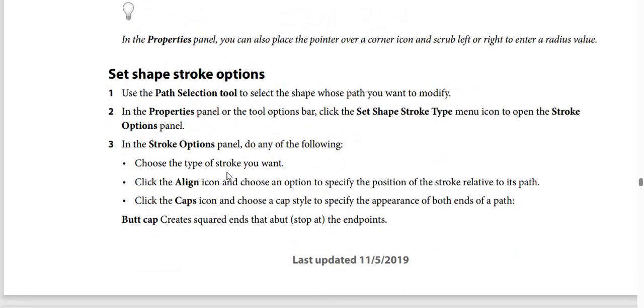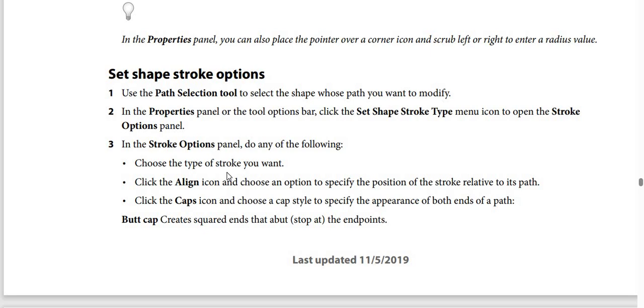So what about set shape stroke options? Set shape stroke options, we have steps. Step number 1. You should use the path selection tool to select the shape whose path you want to modify. Step number 2. In the properties panel or the tool options bar, you should click the set shape stroke type menu icon to open the stroke options panel.